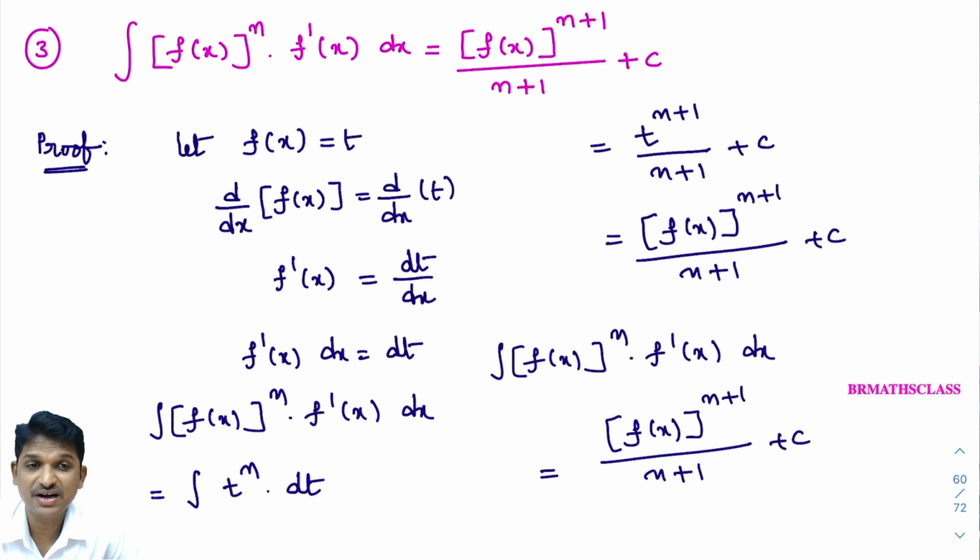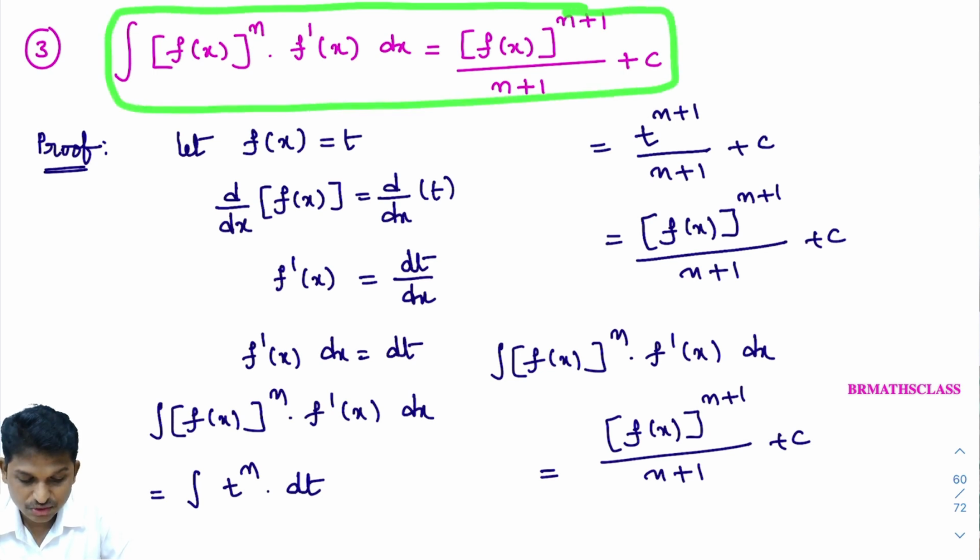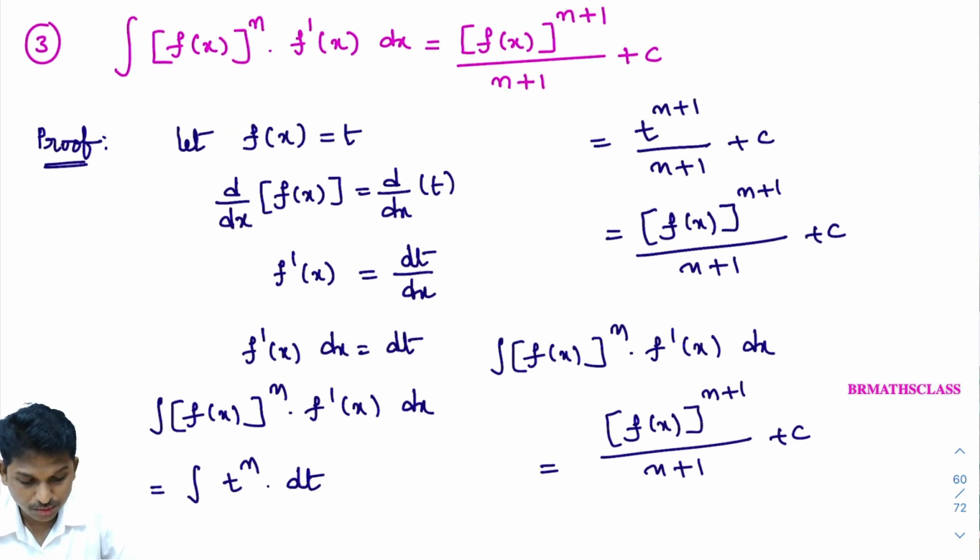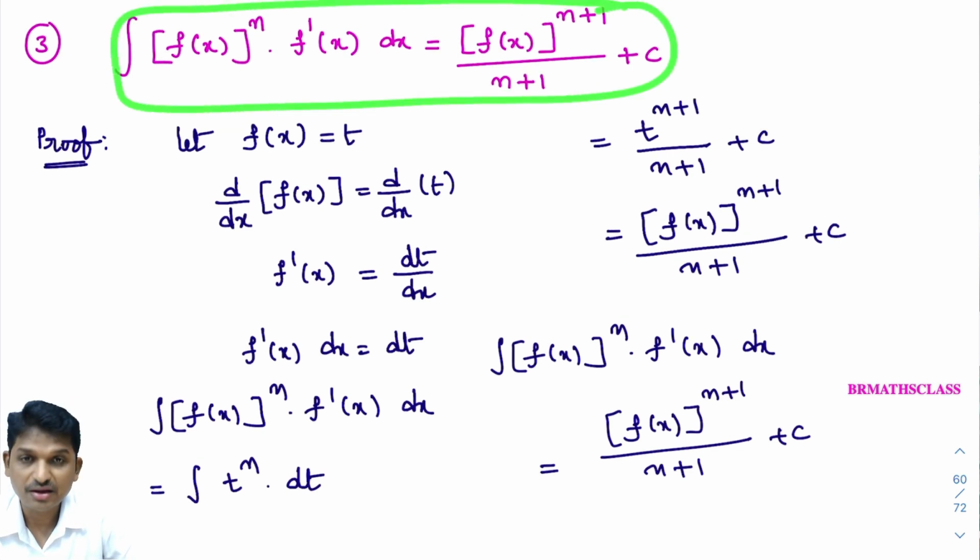I hope you understand. So what did you learn in this? We will take this as a formula from now onwards. Today's class hero is this. All the problems I will do today, for all the problems I am going to use this formula. Integral of f of x whole power n into f dash of x dx equal to f of x whole power n plus 1 divided by n plus 1 plus c. Understand? Now I am going to do problems related to this formula.